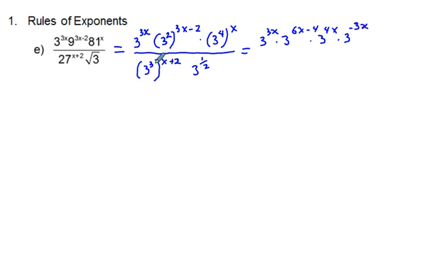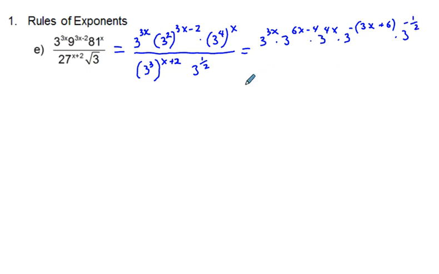That'll be 3x. Actually, let me write that to make it a little clearer. We bring this up here. We have negative 3x, plus 6. And finally, we have this times 3 to the negative 1/2 power.